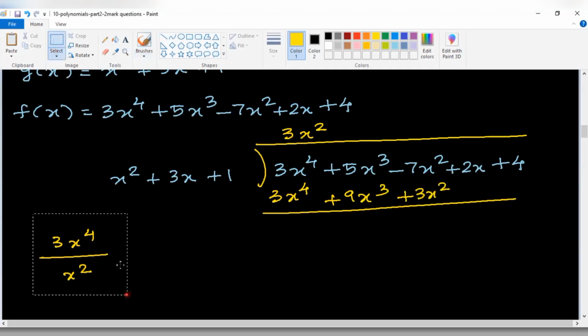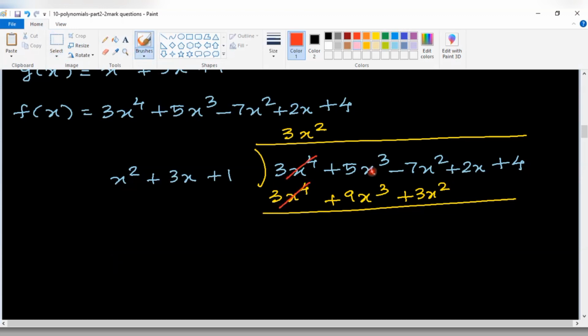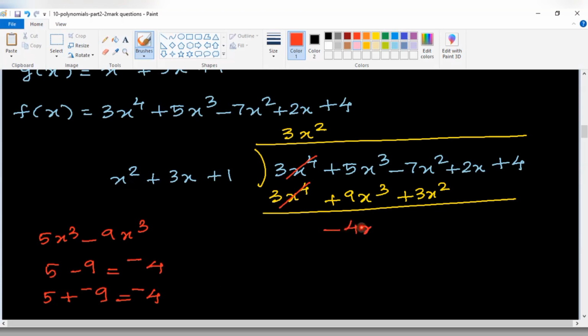Now we have to do the subtraction. 3x raised to 4 and 3x raised to 4 will get cancelled. 5x cube minus 9x cube. See, 5 minus 9. Okay, 5 minus 9 can be written as 5 plus minus 9. Okay, actually we are adding a positive and a negative number. Negative number is bigger, so the answer is negative. And we have to do subtraction. 9 minus 5 is 4. Or we can think like this. A bigger number is subtracted from a smaller one, so it is negative, and then do subtraction. So again, we will get the same minus 4. So it is minus 4x cube.